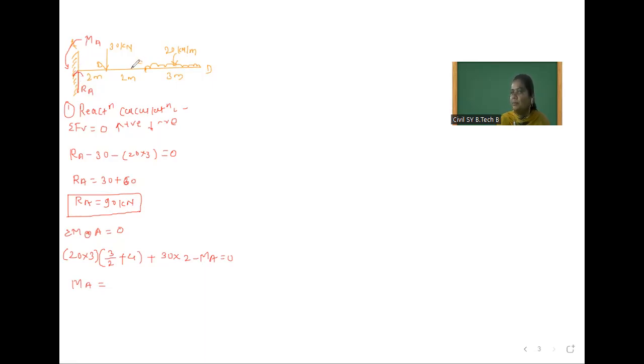We are calculating moment at A point. First we have to convert this UDL to point load, that's why 20 into 3. This uniformly distributed load acts at its CG, so 3 by 2. It acts at 3 by 2 in between C to D, and we are calculating moment at A. So we have to add this 2 meter and 2 meter distance. That's why this 4 comes. So you calculate and tell me, MA is equal to how much?